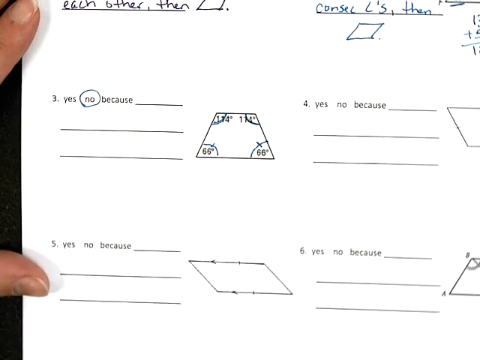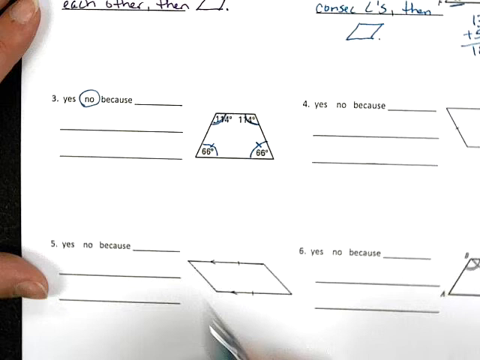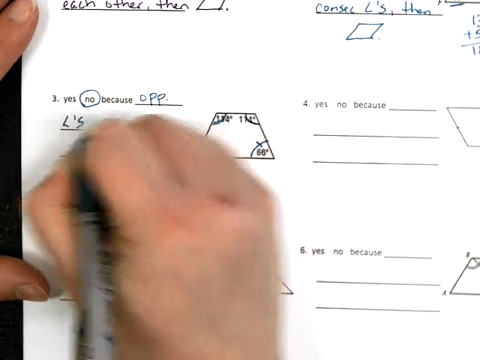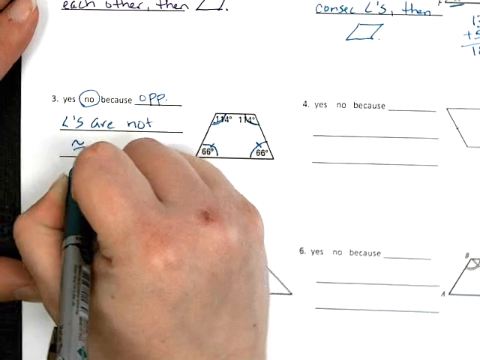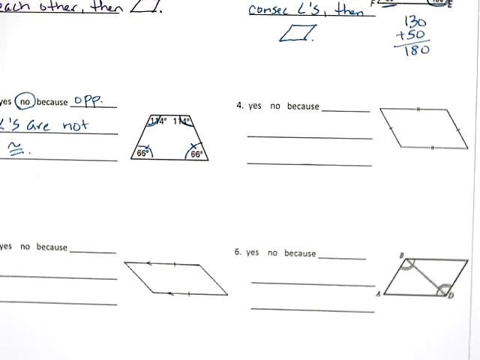Now, anytime we have a no, your justification doesn't necessarily have to be in an if-then form. If you want to write it in one, you can. But in this case, we can just say no, opposite angles are not congruent. Okay? We would have to have opposite angles congruent in order to be a parallelogram. Cool? You are going to do number 4 on your own.